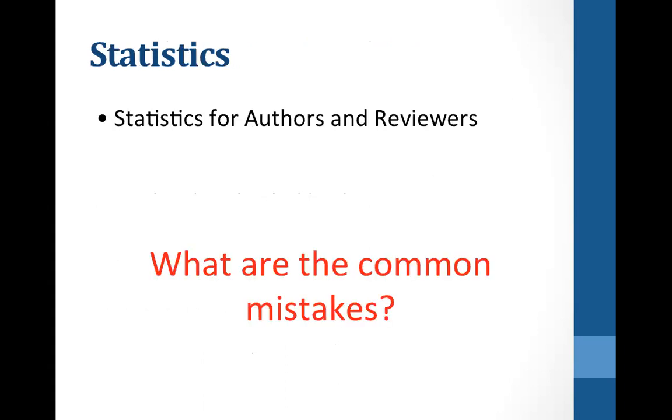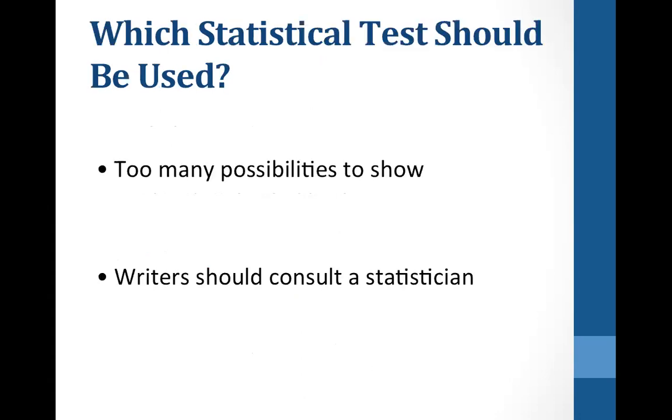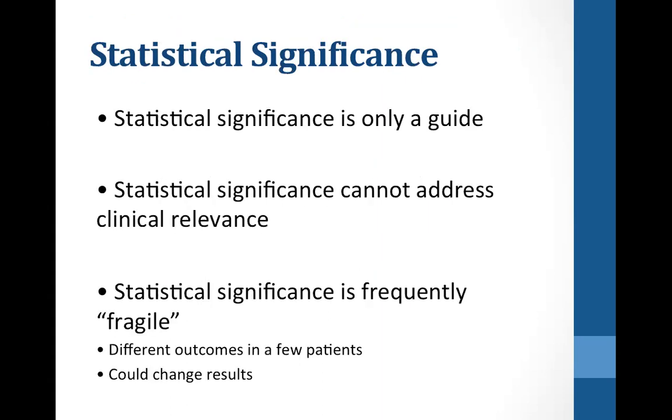Statistics is one of the most critical sections in the paper. And what are the common mistakes? First of all, there are several possible tests to use to perform statistics. So in many cases, it's useful for the writers to consult a statistician. And it's important to understand the significance of statistical significance. This is only a guide, and statistical significance cannot address clinical relevance.